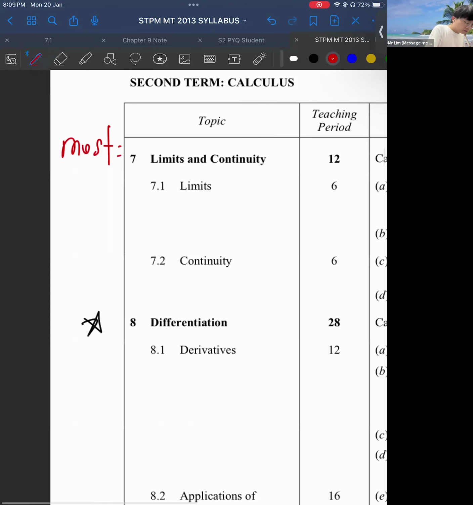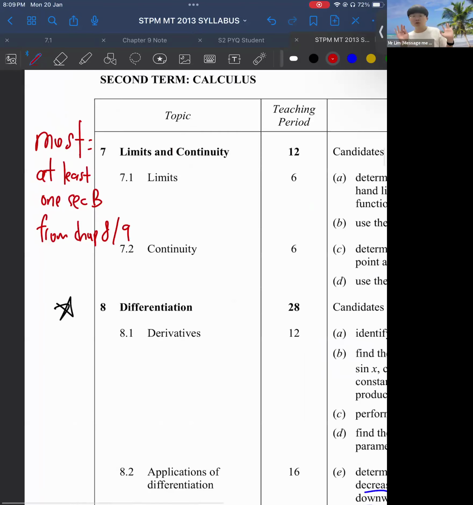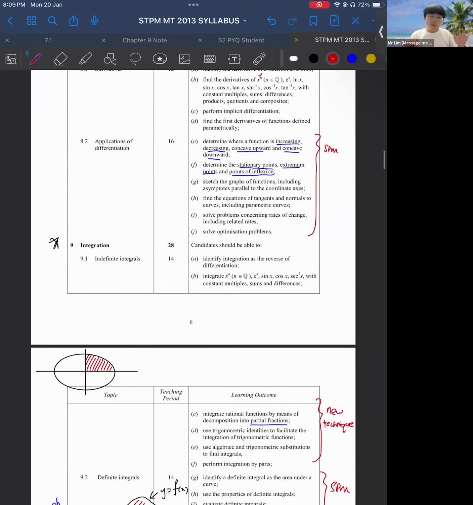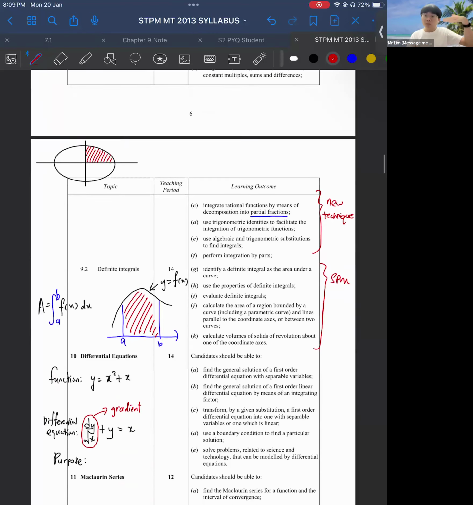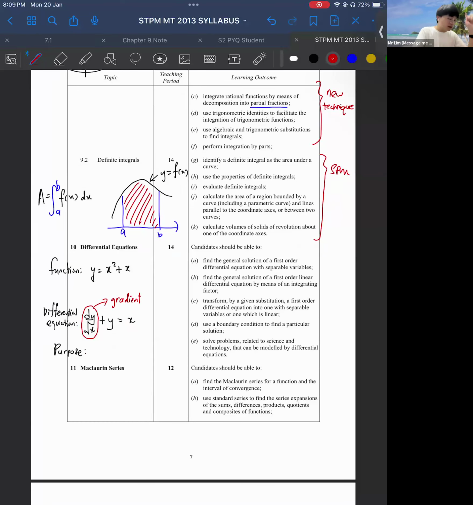There must be at least one section B question from chapter 8 or 9, or both. You see what I'm saying, correct or not? Because limits and differential equations, the last two topics, do not have many things that can be asked in a long question. So most probably it will be these two topics, at least one.